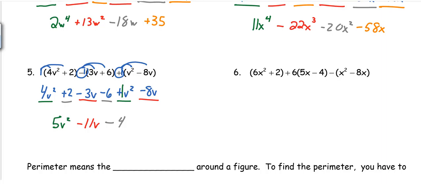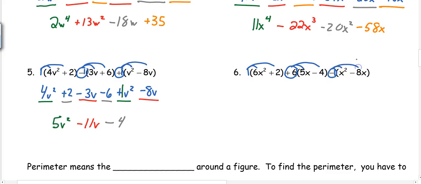Number 6, when I look to distribute, in the first set of parentheses, I still have a 1. The second set of parentheses, I have a positive 6. And the third set of parentheses, I have a negative sign, so it's a negative 1. So when I distribute, I get 6x squared plus 2. The second set, you multiply with 6, so plus 30x minus 24. And the last set, I'm distributing negative 1, minus x squared plus 8x.